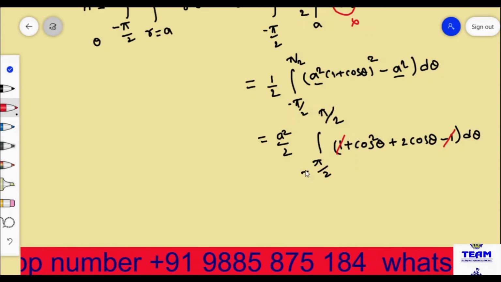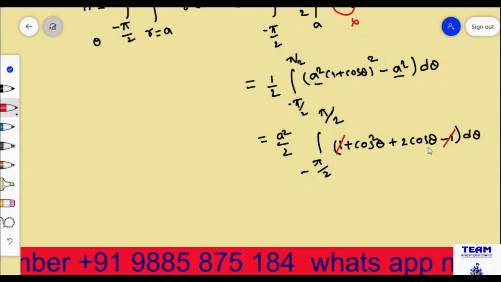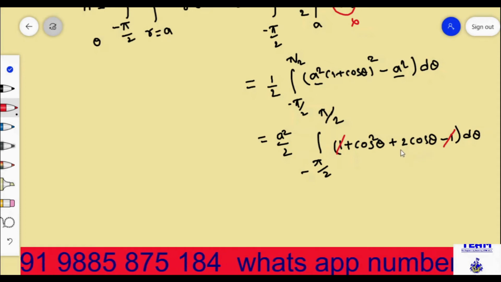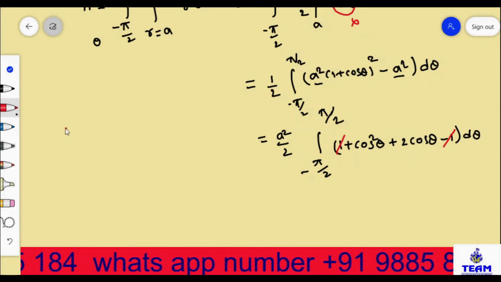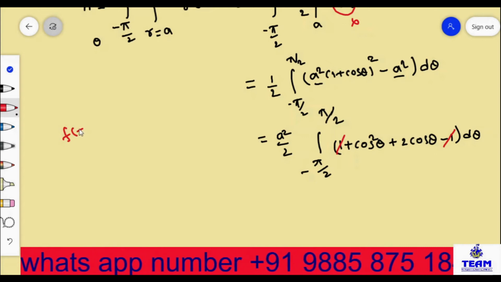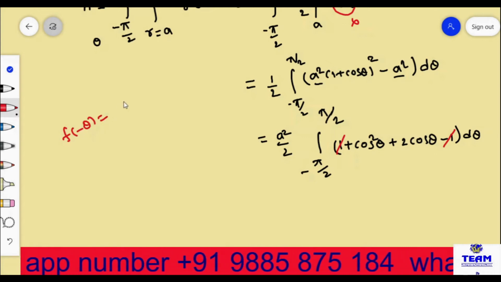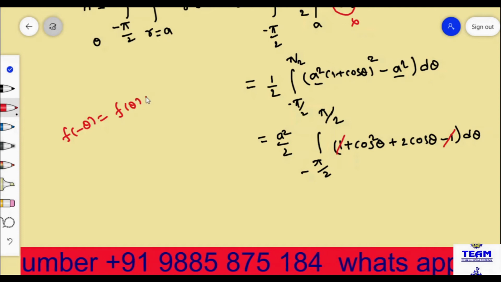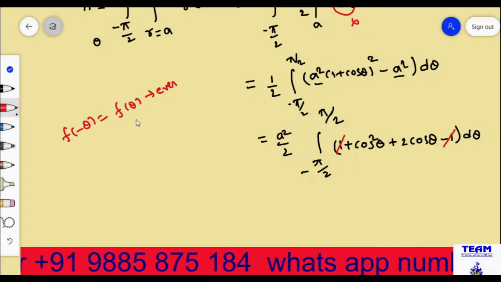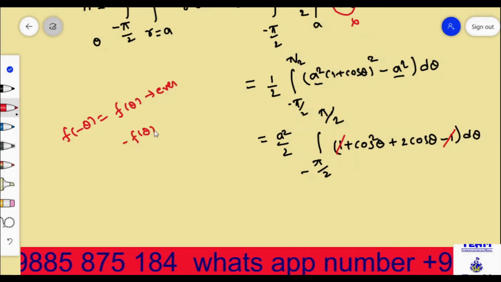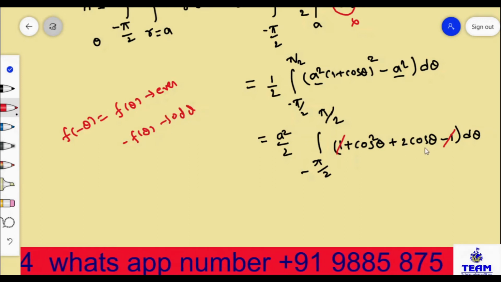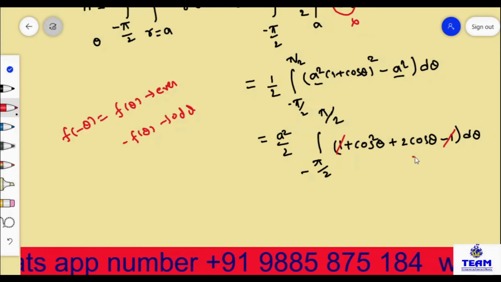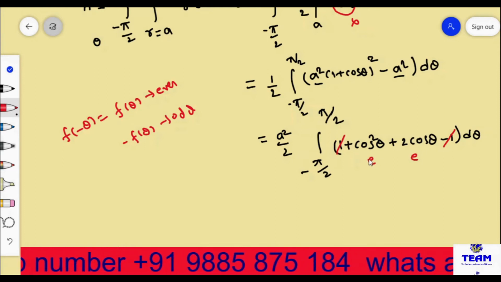Friends, you see here, this is plus 1 and we have minus 1. Both are getting cancelled. Next you observe, friends, this cos theta is which function? Even function or odd function? Even function. So cos square is also an even function. Why is it even? If you substitute minus theta and get f of theta, then the function is even. If you get minus f of theta, it is odd. Cos of minus theta becomes cos theta, so it is an even function. Cos square is also even.